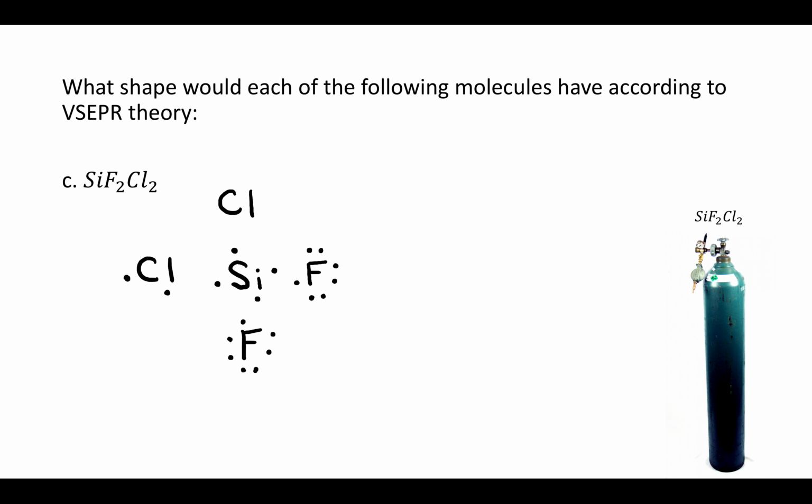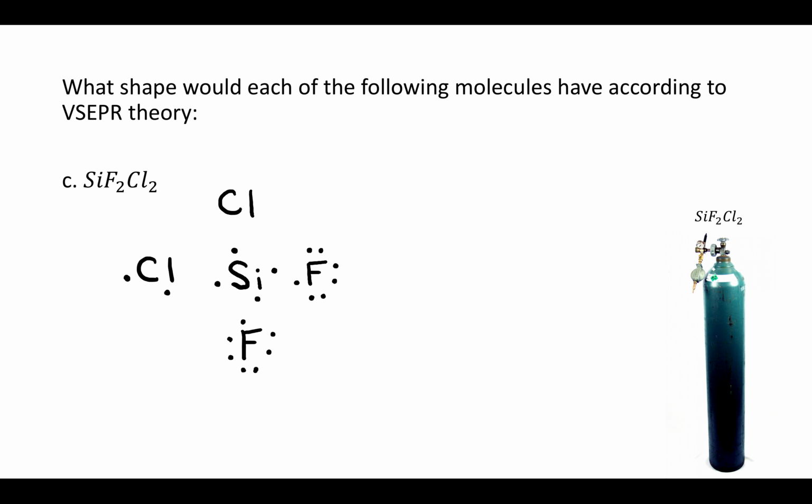Our central atom is silicon. Around that atom we have 4 atoms and 0 lone pairs. So what shape has 4 atoms and 0 lone pairs? Tetrahedral. You can see that around that central atom you have 4 atoms, 4 X's, and 0 dots, 0 lone pairs. So the shape for this molecule is tetrahedral. So if you were to take silicon and react it with fluorine and chlorine in just the right way, you would get this clear gas, and it would have a tetrahedral shape.